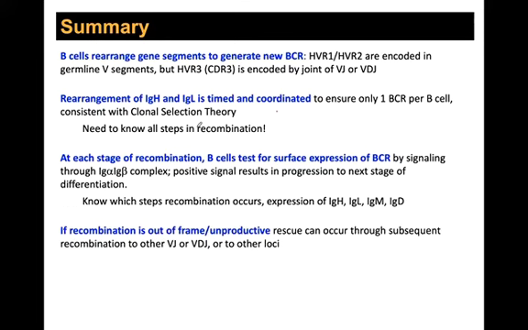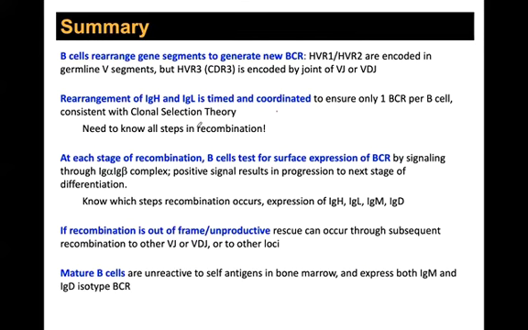And then if you get an out of frame recombination, how far back can you go? You can't go from an immature B cell all the way back to a pro-B cell and rearrange the heavy chain. You only get to go back one step. And then, how do you test your cells for self-reactivity during negative selection or central tolerance? How does it know whether it's self-reactive? Okay, any questions about that?